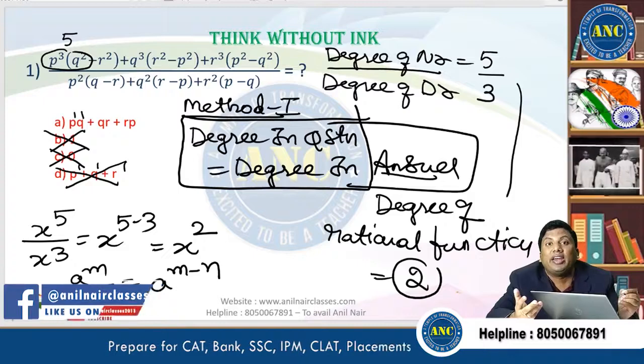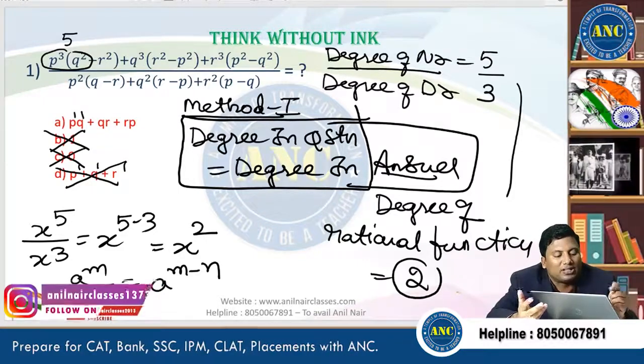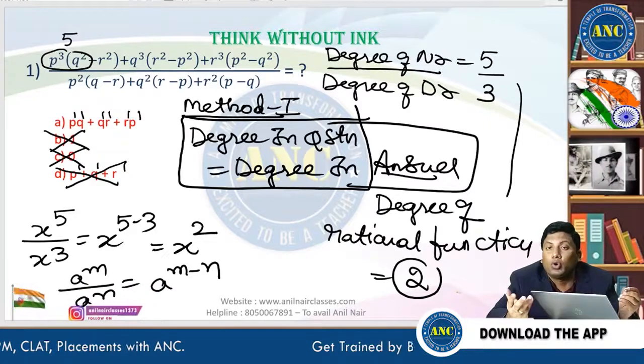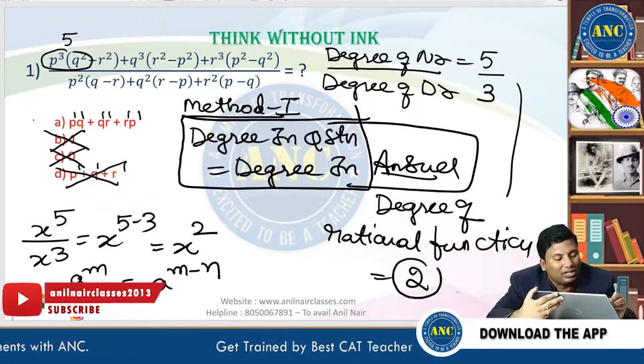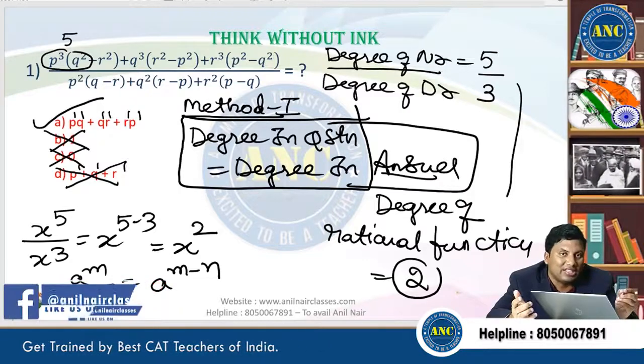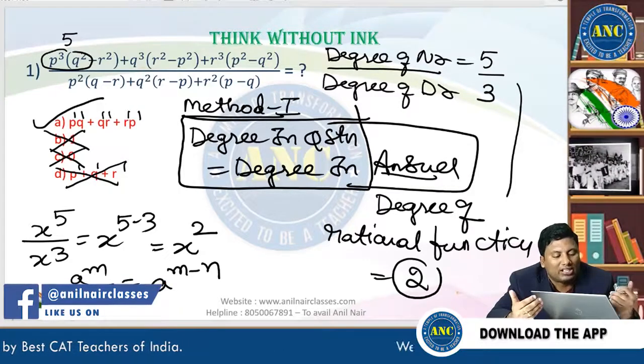If different variables are there, I will add the powers: 1 plus 1, 2. 1 plus 1, 2. 1 plus 1, 2. Maximum value is 2. Degree in the question should be equated with degree in the answer. So question is 2, answer is 2.